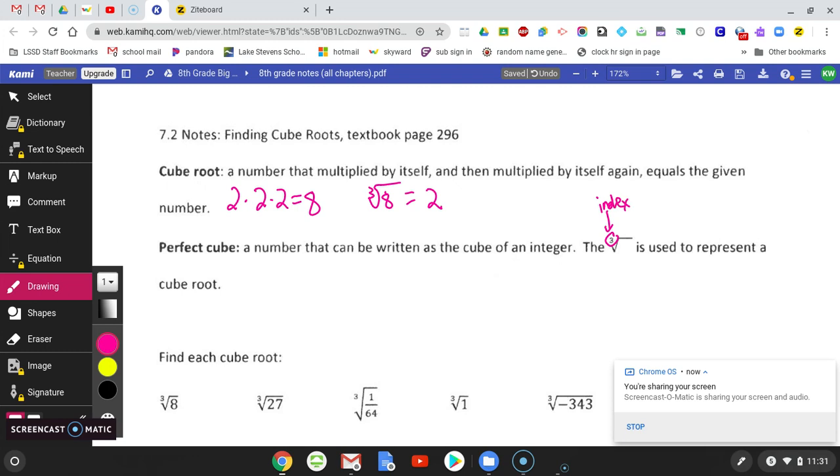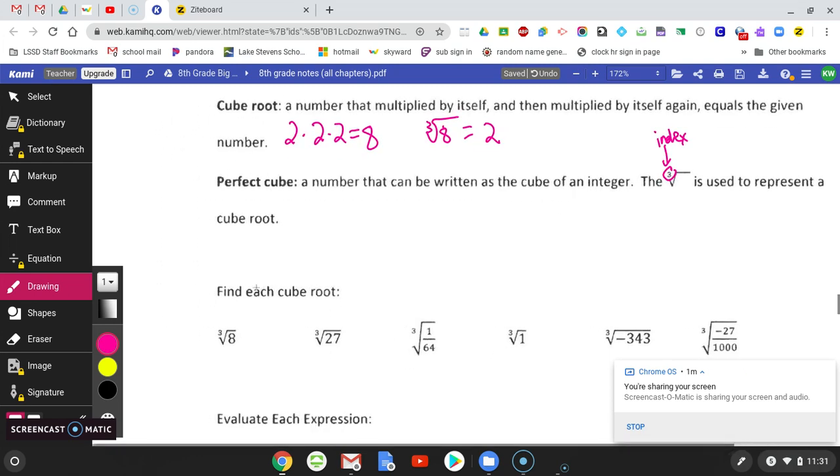If it's a square root, technically there is a 2 there. We often don't write the 2 in there. It's understood it's a 2 if there's no number. If there's a 3 there, it's called a cube root. If there's a 4 there, then it's a 4th root, and so forth. A perfect cube is a number that we can write like this, and it gives us a whole number answer when we take it.